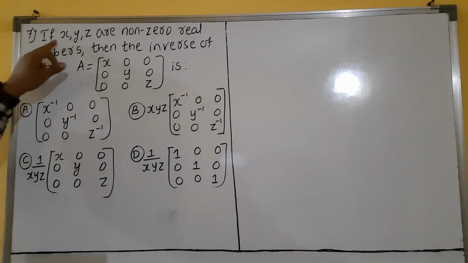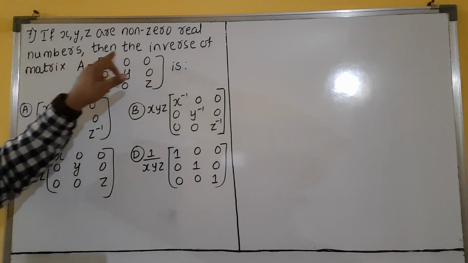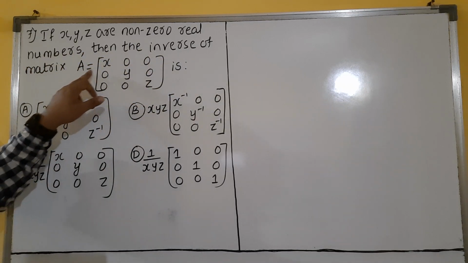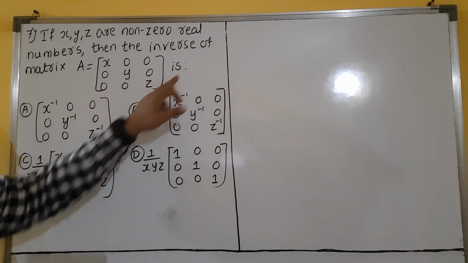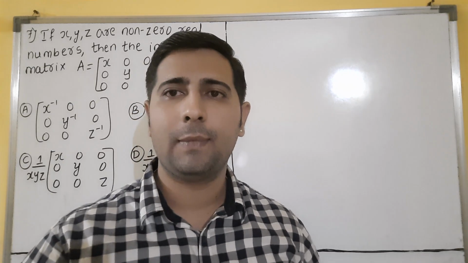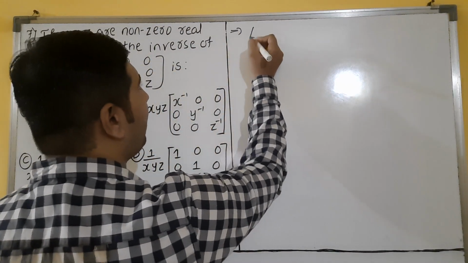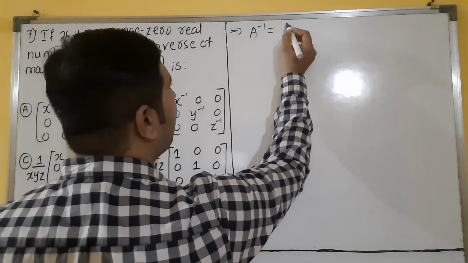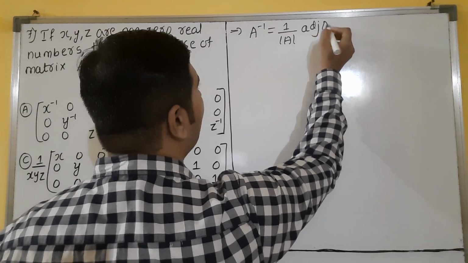Question number 7. If x, y, z are non-zero real numbers, then the inverse of matrix A, which is x 0 0, 0 y 0, 0 0 z, is equal to what? I have to find here, dear students, the inverse of A. Everyone knows this one. So A inverse is 1 by determinant A into adjoint of A.